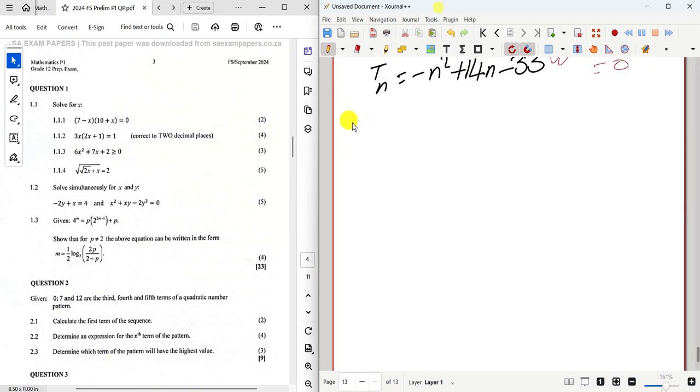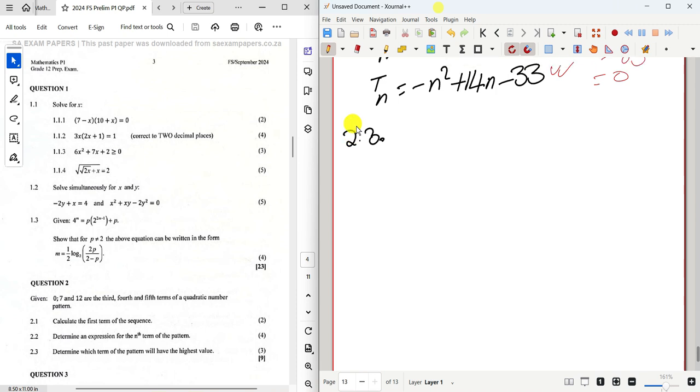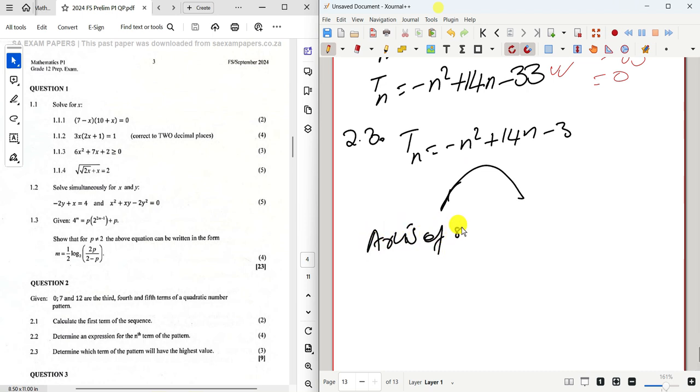2.3 says determine which term of the pattern will have the highest value. So this is basically asking you, when you look at this T sub n, it'll be a parabola that's frowning. Right? So you see my presentation, it's a parabola that's frowning. So therefore you need the axis of symmetry.